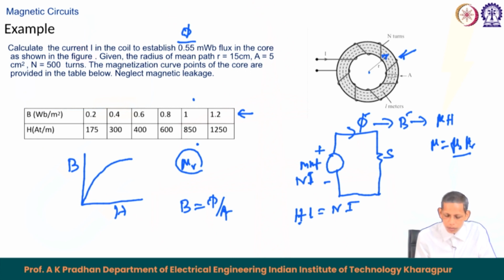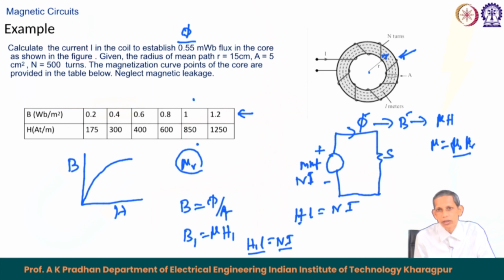From that H value, we know the corresponding operating point B1 equals mu into H1, and that mu, or the corresponding H1, can be obtained there. Now, we know the H1 and the corresponding length. So, H1 into L is nothing but n into I, and from there you can find the mmf value. Once you know the mmf value, mmf upon n is nothing but the DC current required in the electric circuit.